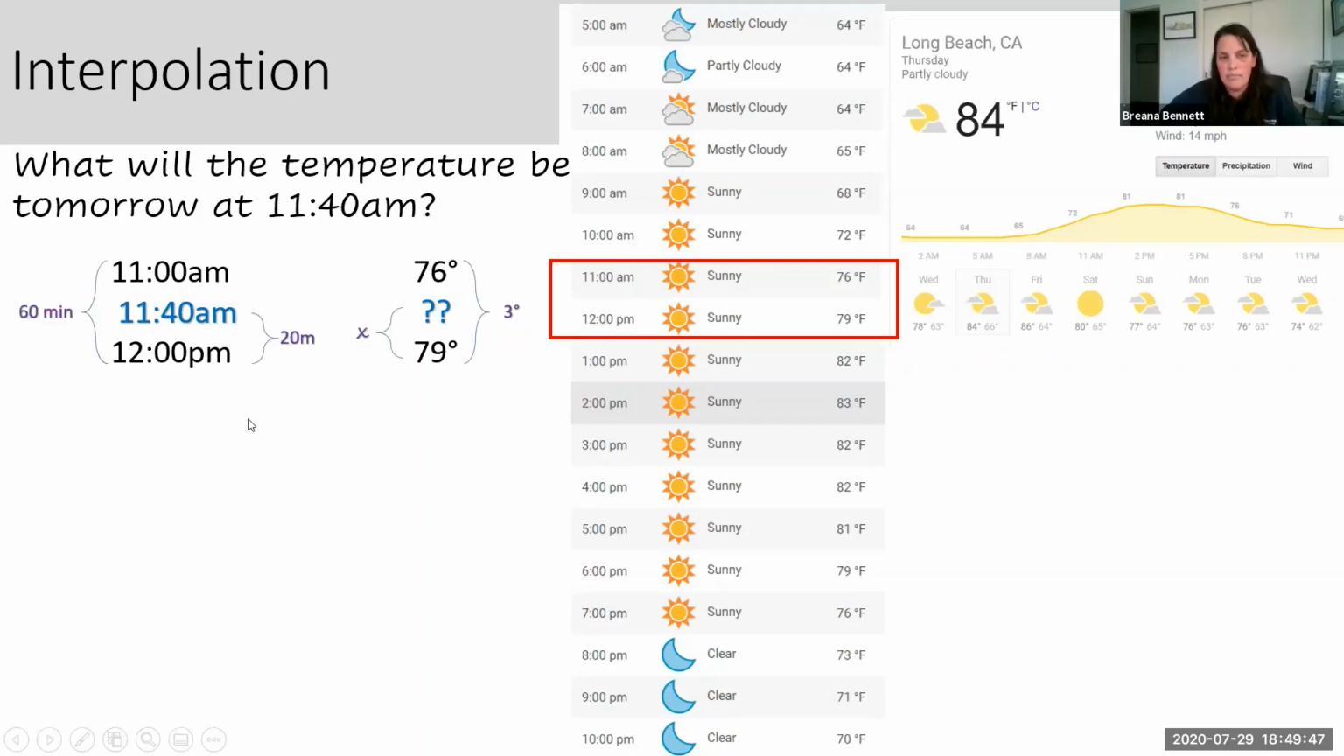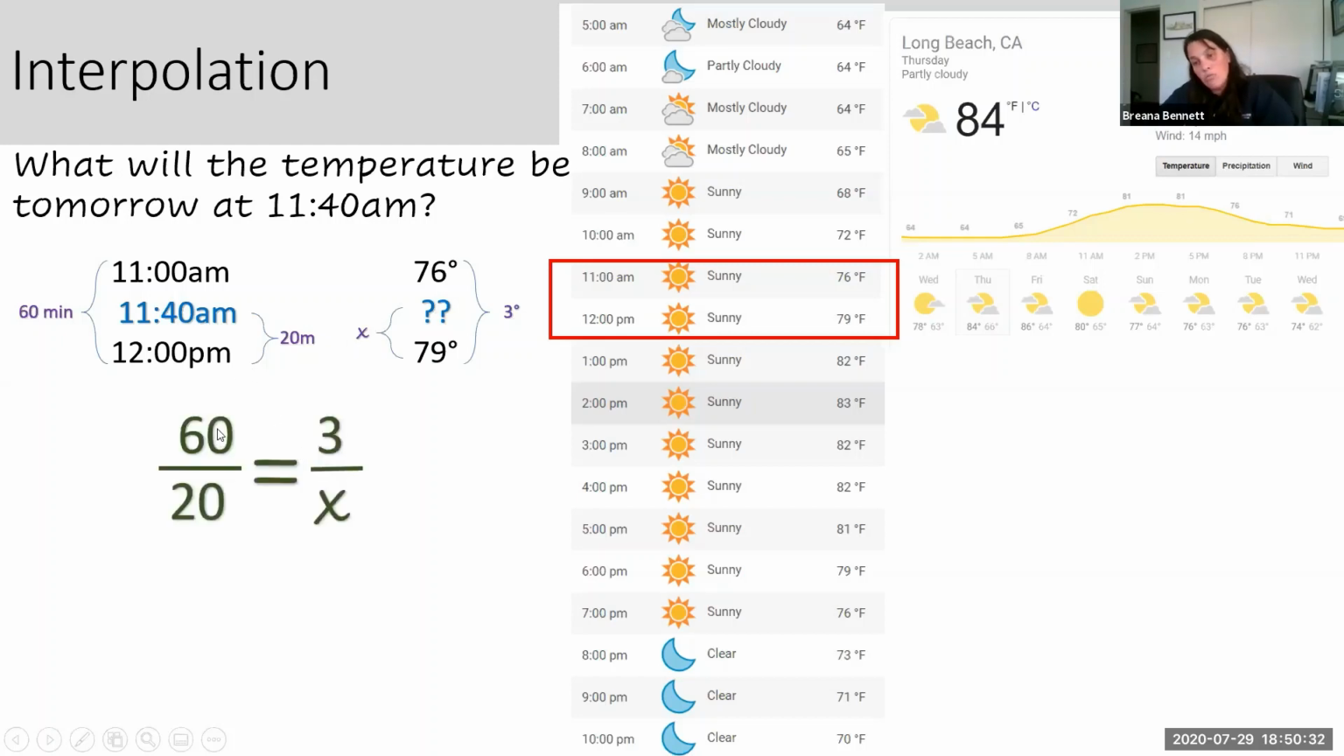If I put in the times, one side is times and one side is temperatures. And I have a 60-minute difference between my two large times, and a 3-degree difference between my temperatures. My desired time is 11:40, which is only 20 minutes. So I want to know what the ratio would be to find out what my desired temperature is. So that's my little X.